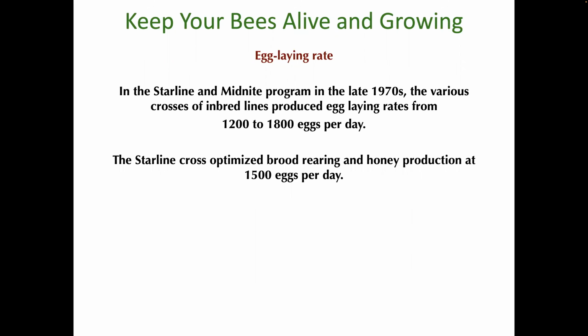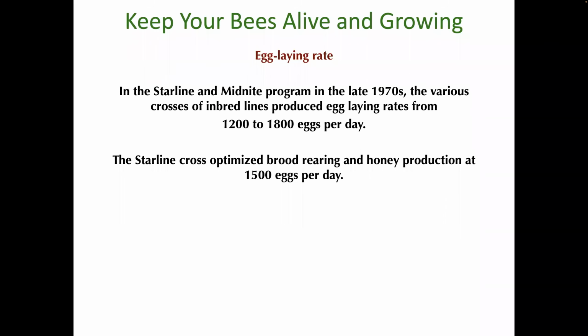Back when I was running the Day Damp program in Florida in the 70s, the Starline and Midnight program, we made crosses of all the different potential hybrids, two-way hybrids of the queens and drones from each inbred line. And then we found that the egg-laying rates in the majority of the colonies range between 1,200 and 1,800 eggs per day. There were some outliers in both directions.